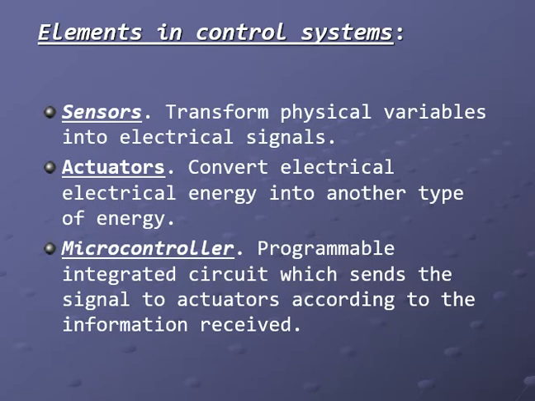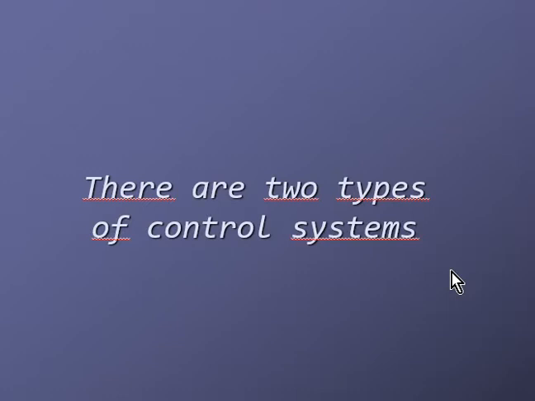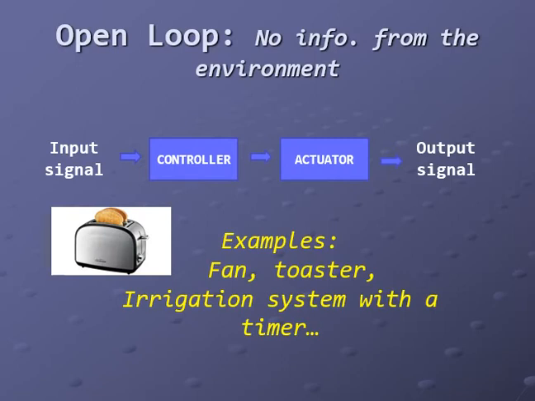In general, when we talk about control systems, we have two main types. When we talk about simple devices, we have something called an open loop system. En español sería un sistema en lazo abierto. Why? Because there is no sensor, so the system doesn't know what's going on in the surroundings.